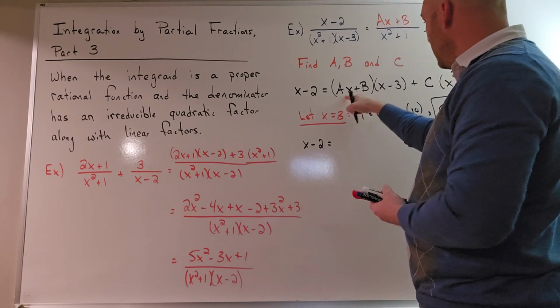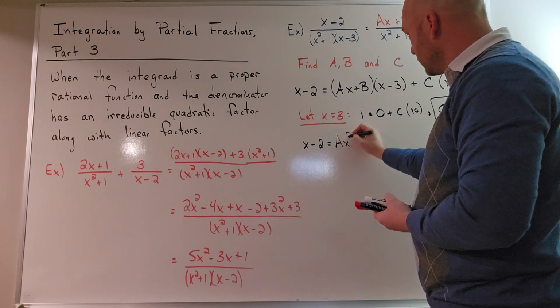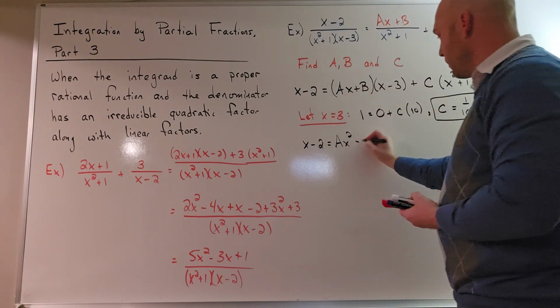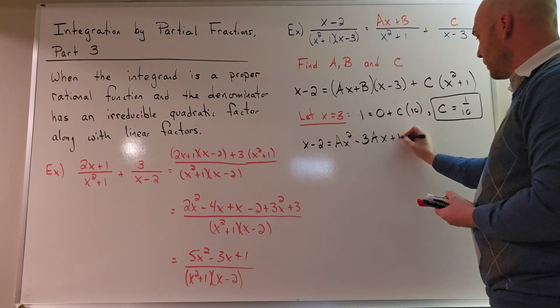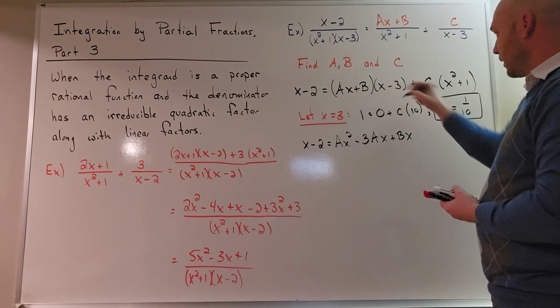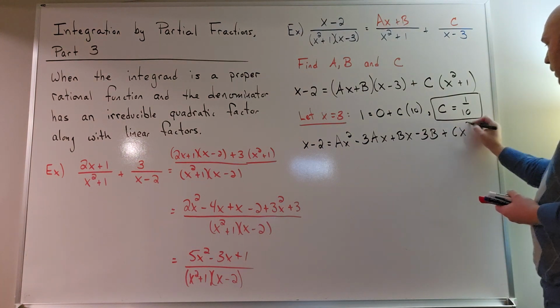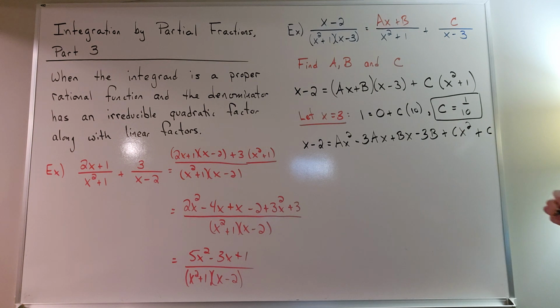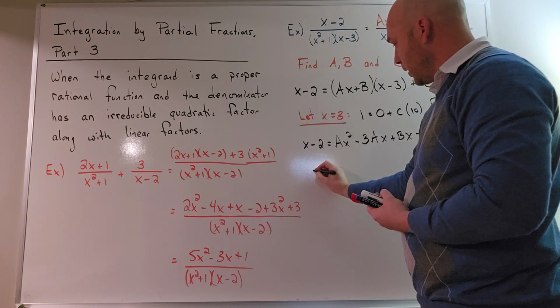X minus 2 would be ax squared. Ax and negative 3 minus 3ax. B and x would be plus bx. B and negative 3 minus 3b plus cx squared plus c. Let's combine like terms and turn this into a quadratic equation.